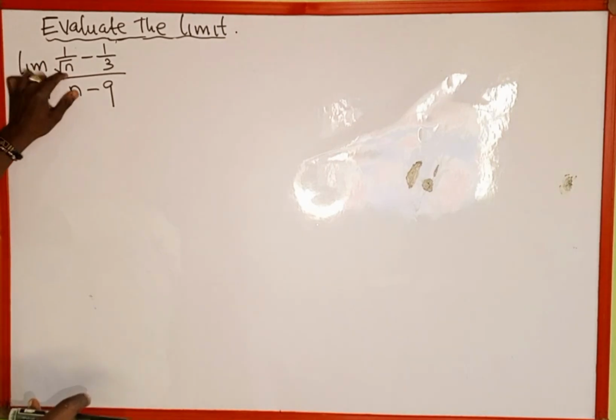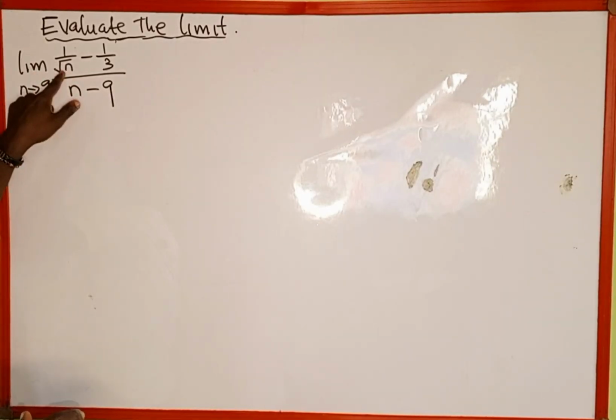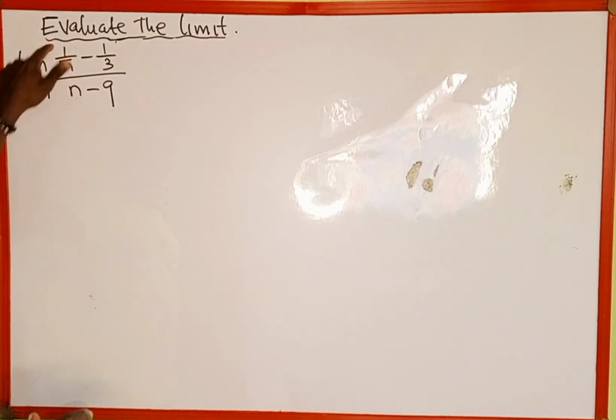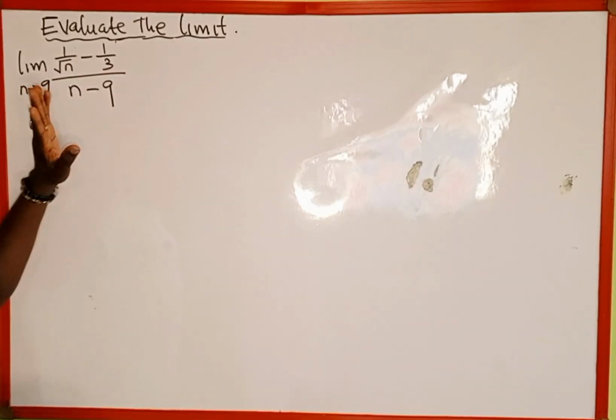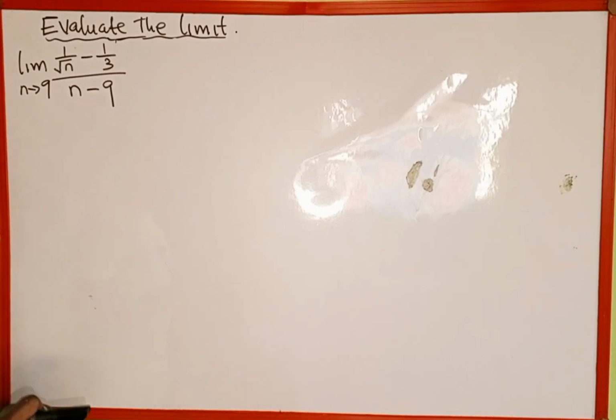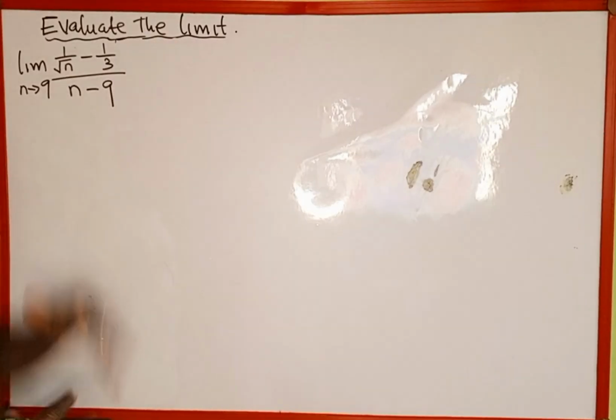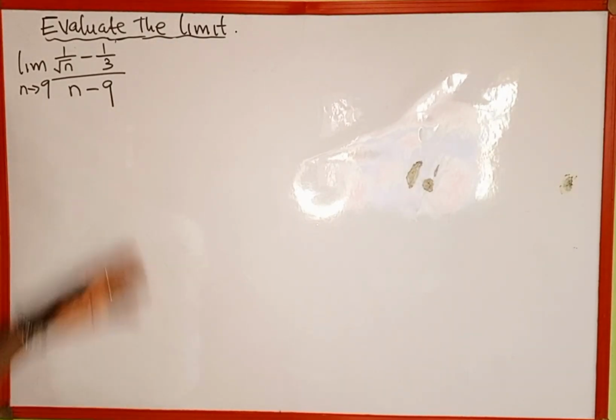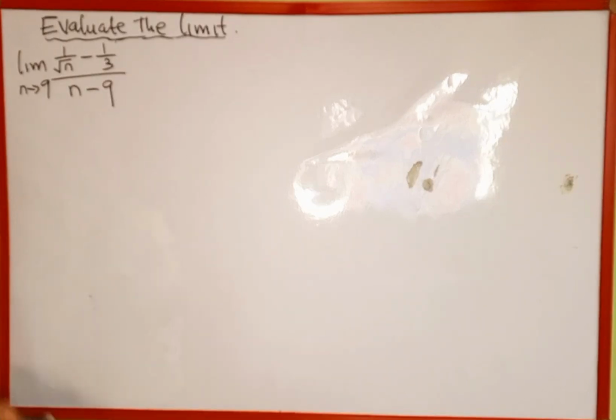When we put 9 here, we know 9 is a perfect square, and if you take the square root of 9, it's going to be 3. 1 over 3 minus 1 over 3 is going to be 0. And similarly, when we substitute 9 here, 9 minus 9 is going to be 0. This is going to be what? 0 over 0, which is undefined. So therefore, this function is an indeterminate form.